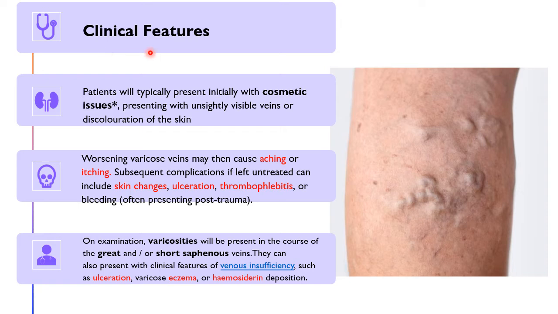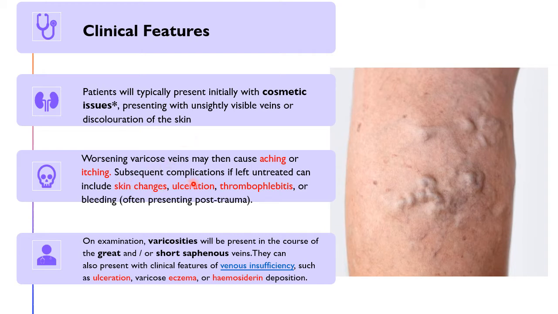The clinical features of varicose veins. Varicose veins patients will typically present initially with cosmetic issues like dilated and unsightly veins visible in the legs, or discoloration of the skin.